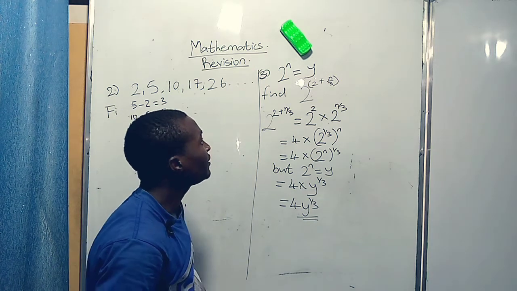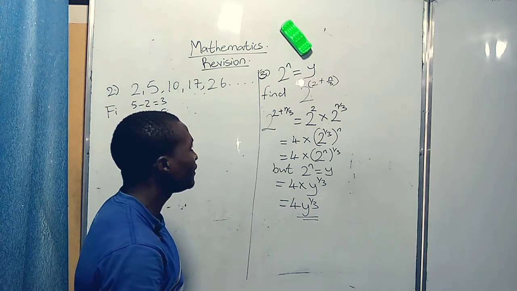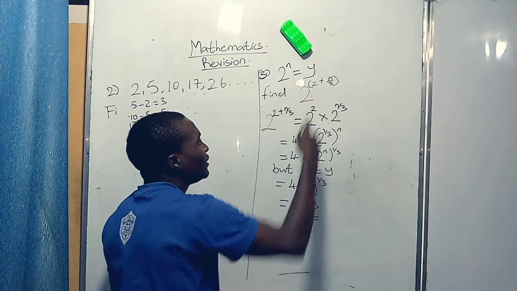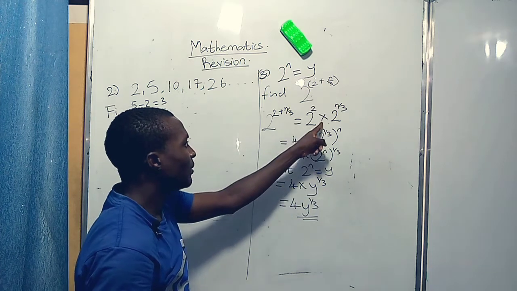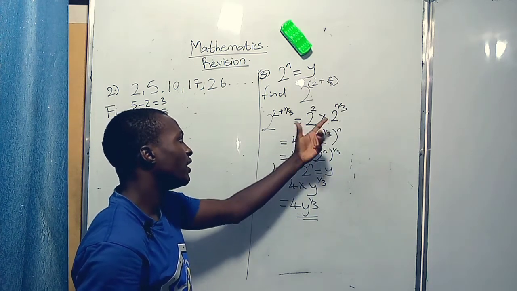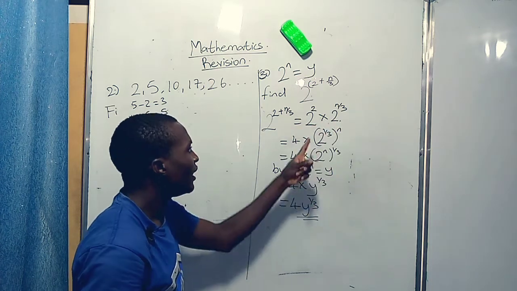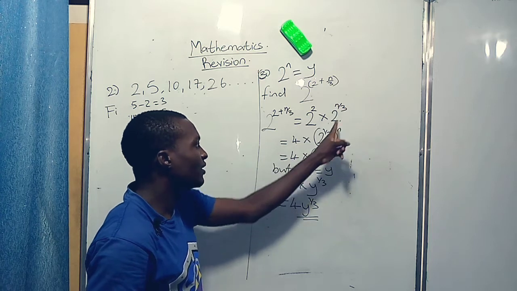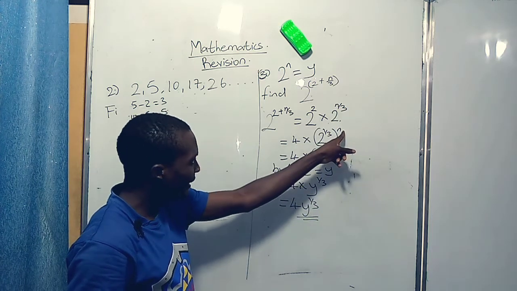Let's revise it again. If you apply the laws of indices, I can write 2 raised to the power of 2 plus n all over 3 as 2 raised to the power of 2 multiplied by 2 raised to the power of n all over 3, because they have a common base, so the powers are added. So if you split that, you're going to have this. And 2 raised to the power of 2 is equal to 4. And 2 raised to the power of n all over 3 can be written as 2 raised to the power of 1 over 3 multiplied by n.